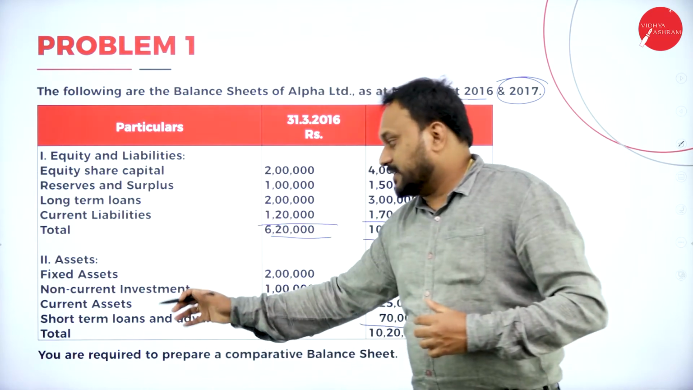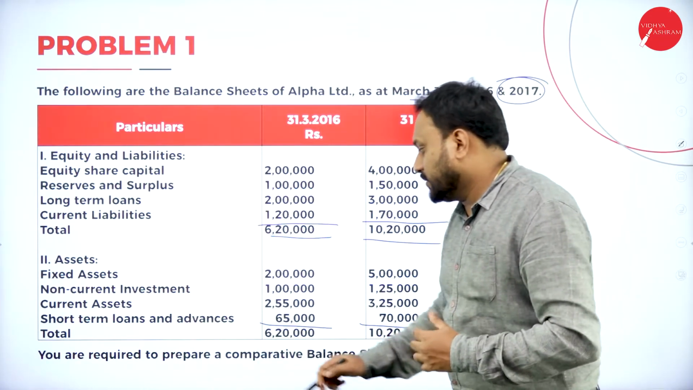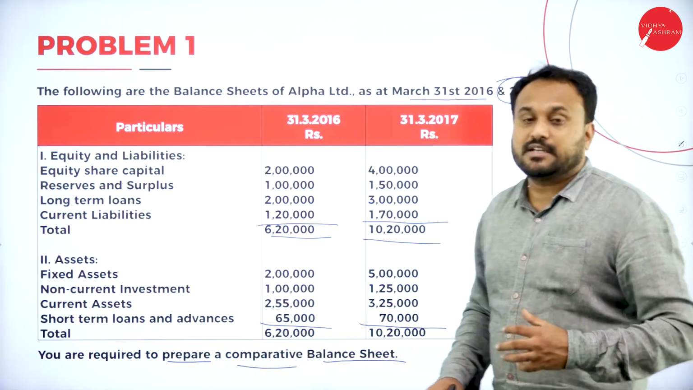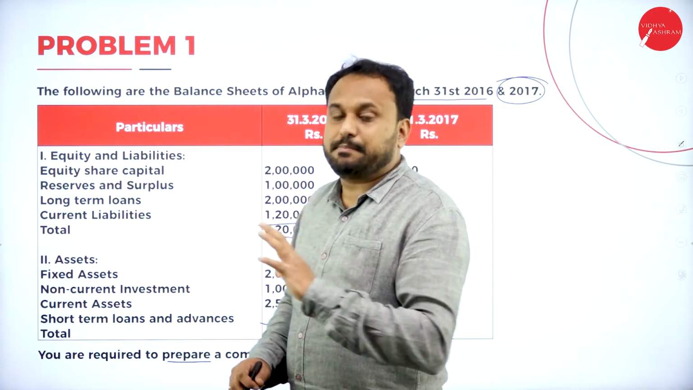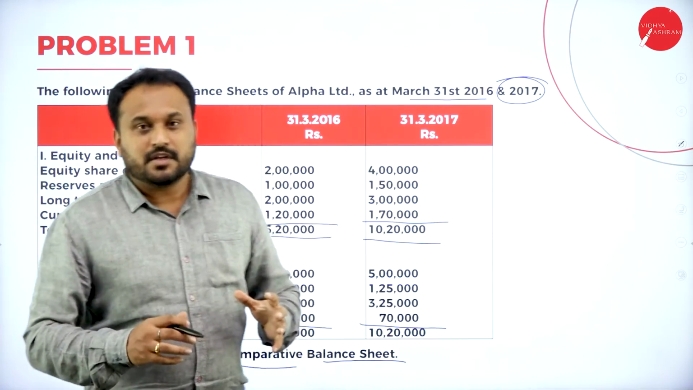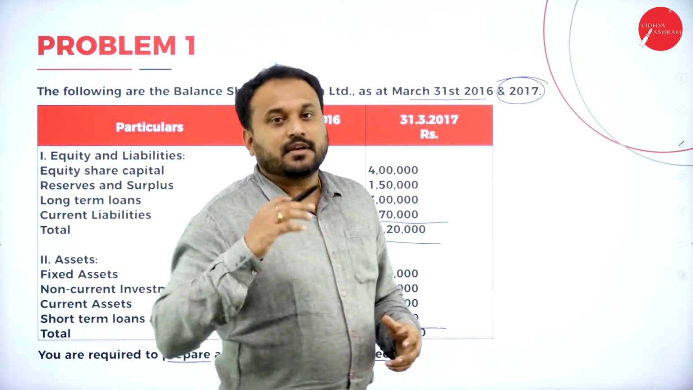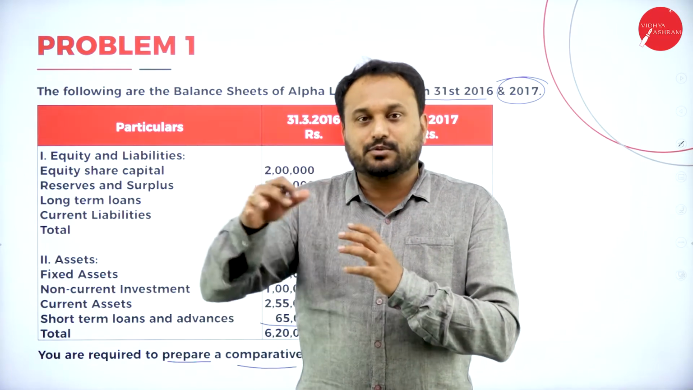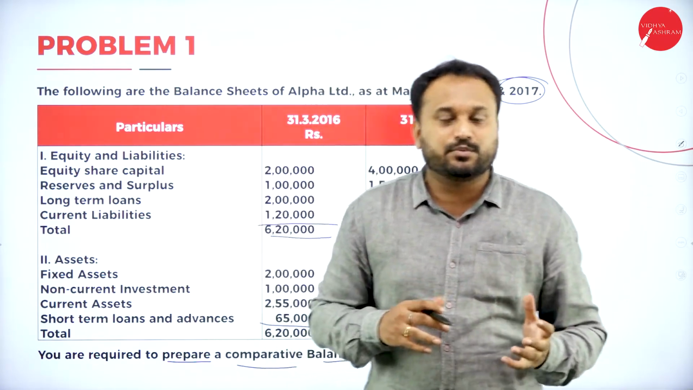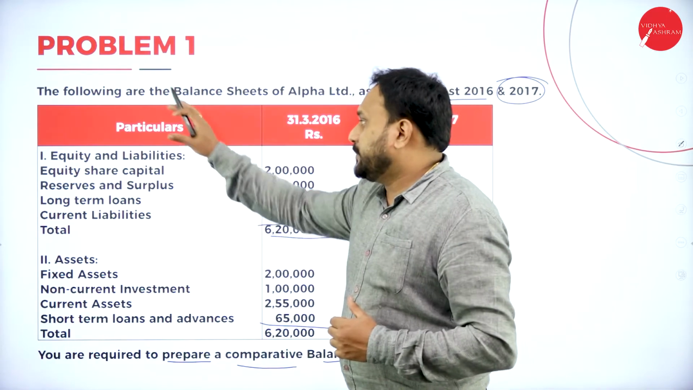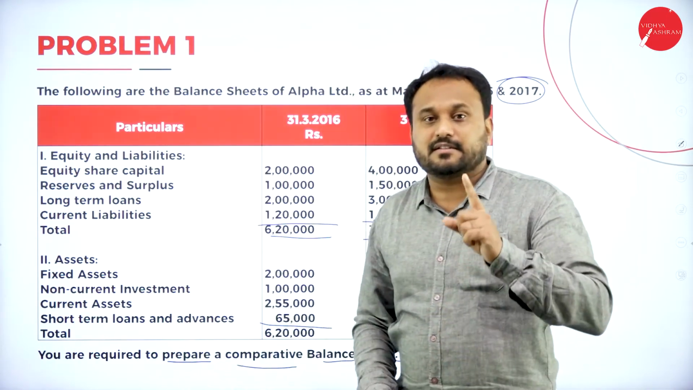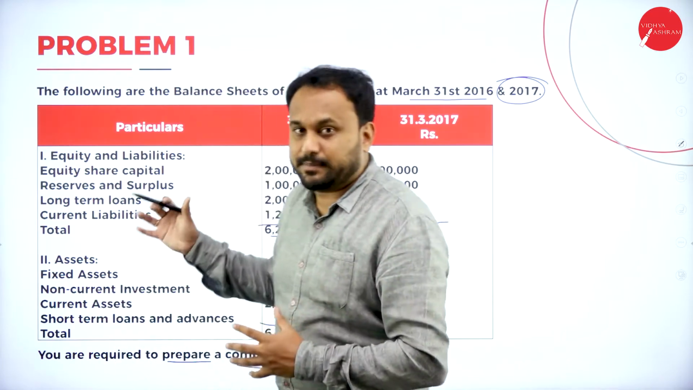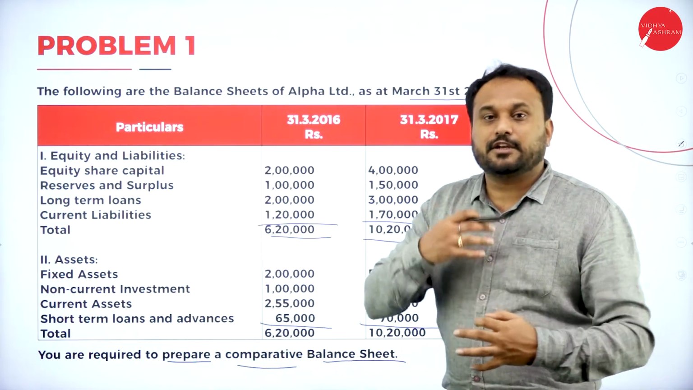What they're asking us is, you are required to prepare a comparative balance sheet. So you are supposed to prepare a comparative statement. Now I told you that you need to go with 5 columns. I told you what exactly the columns will look like. The particulars remain the same, but there is a thing which you need to understand. Clarity is not there in the question paper. So what we should do is go with clarity.